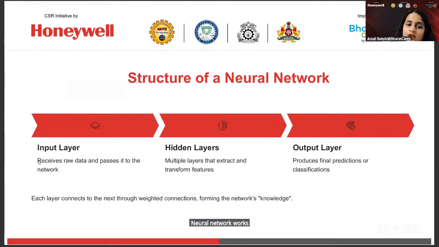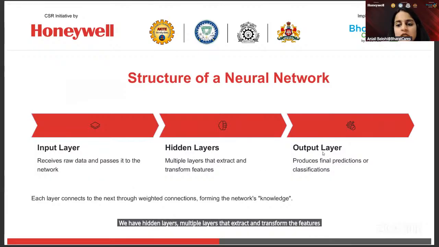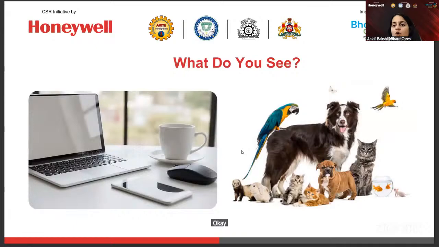The structure says: first, the input layer, which receives the data and passes it to the network. Second, we have hidden layers, multiple layers that extract and transform the features. And then we have the output layer, which gives us the predictions. Okay, so let's see on the screen. Enough of theory now. Let's move on to the next thing.